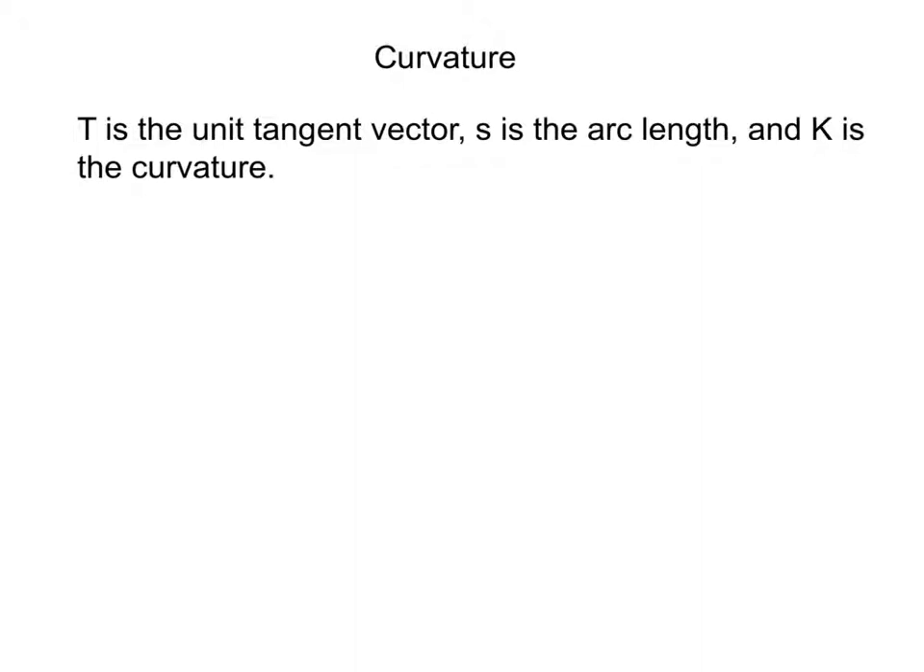To find the curvature, k, it is equal to the magnitude of the change in the unit tangent vector with respect to the change in arc length. Let's move that up.